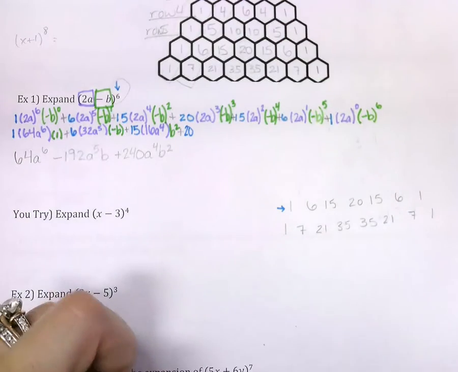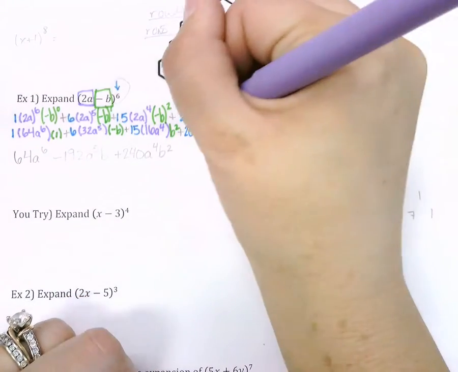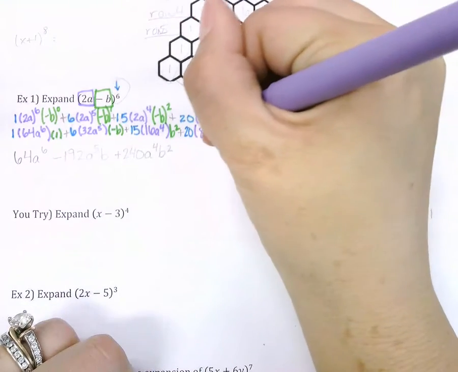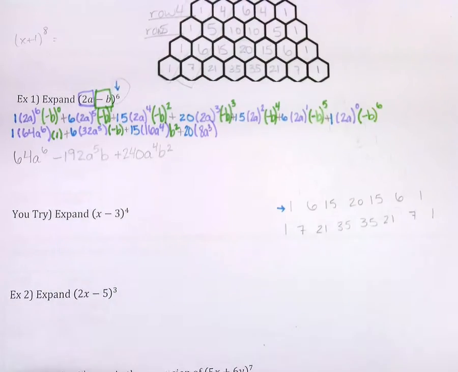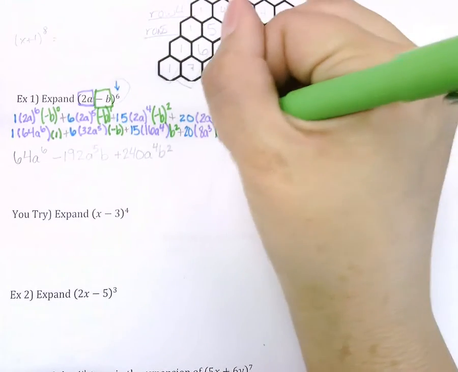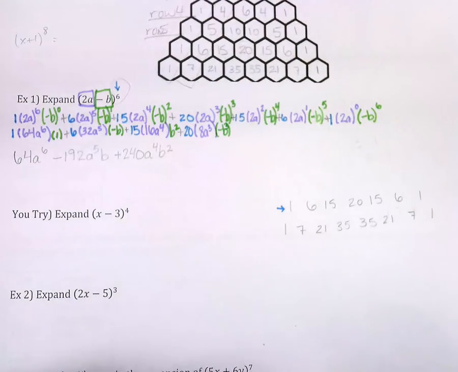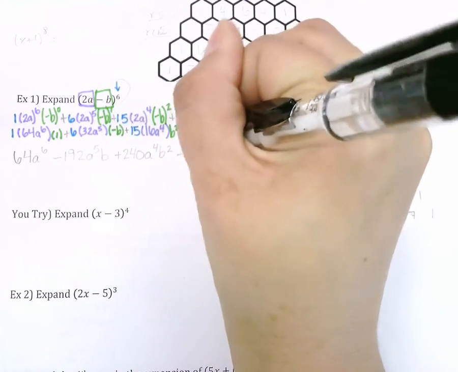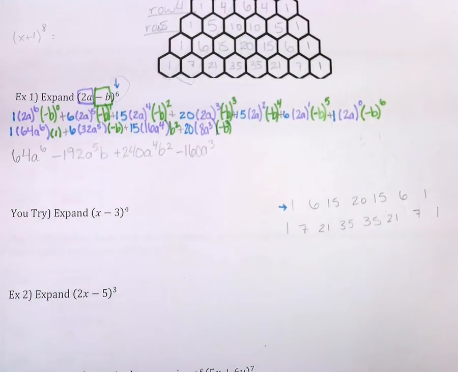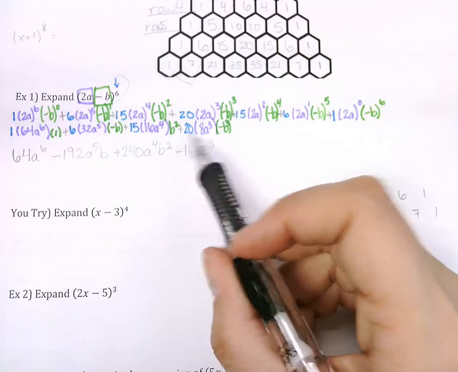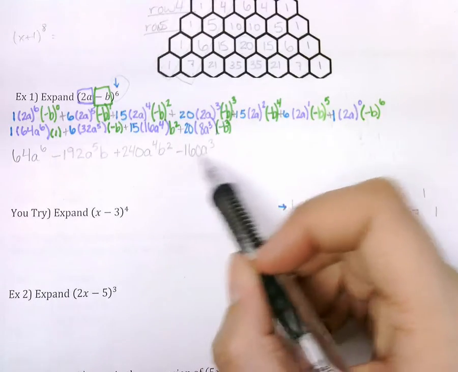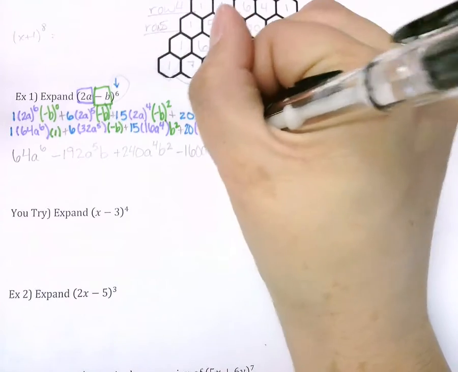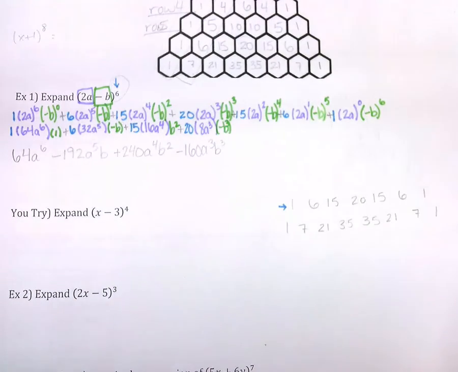Okay, next one. So we have 20, we have 2a cubed. So what is 2 cubed? 8, so we'll have 8a cubed. And then is negative b cubed positive or negative? Negative. So that's going to be a negative 160a cubed, because 2 times 8 is 16, and then we got the 0. And then b cubed. It's negative because this guy was negative.